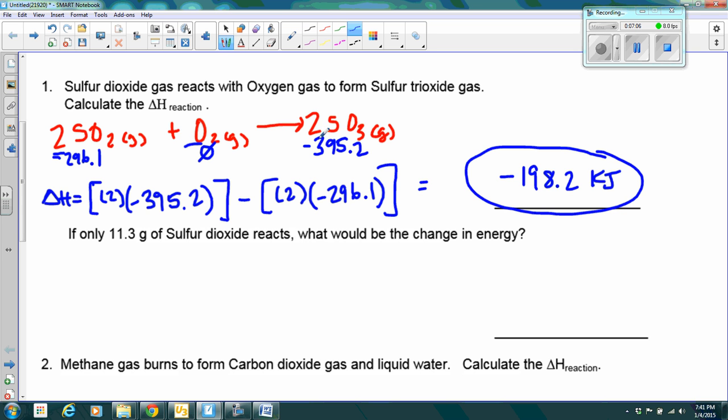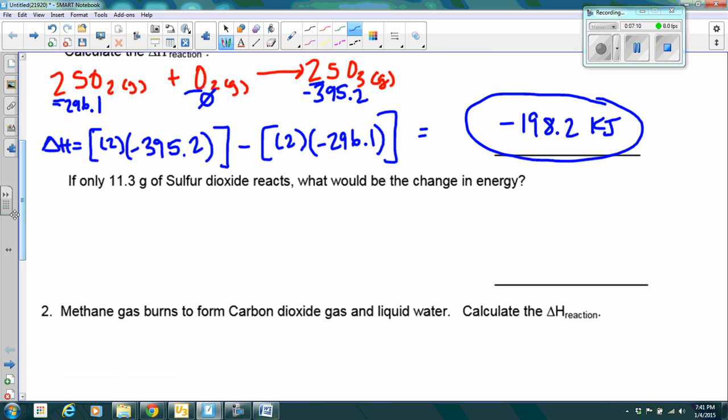Now recall that this number here is for 2 moles of SO2, 1 mole of oxygen, and 2 moles of SO3. Now if I read the second part of my equation, you can see that I do not have that full amount, so we really want to see how much energy is being released in this situation. So I have 11.3 grams of sulfur dioxide reacts. What would be the change in energy?